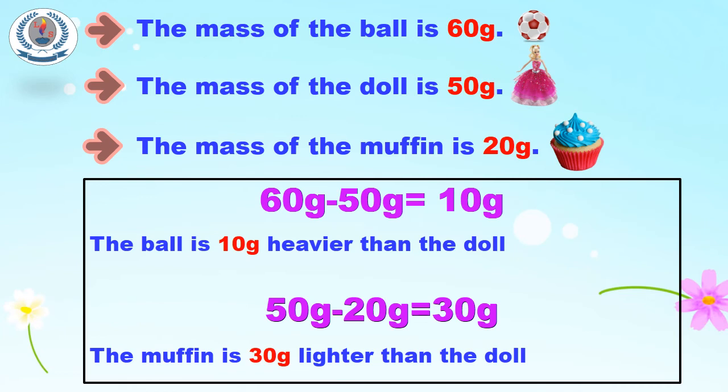Then we'll find the difference between doll and the muffin. You know doll is 50 gram, muffin is 20 gram. 50 gram minus 20 gram equals 30 gram. So the muffin is 30 gram lighter than the doll.